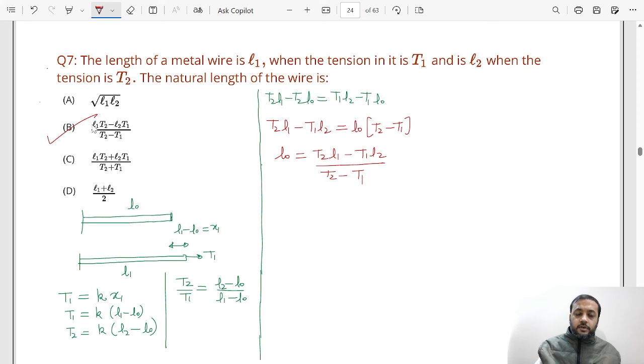Cool. That means option B will be the correct answer for this question. I hope you would have understood.